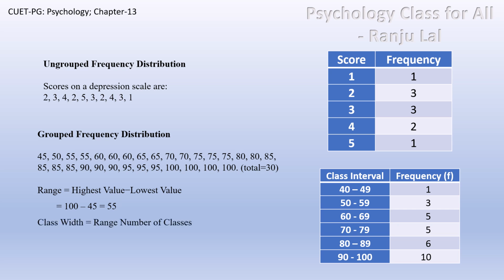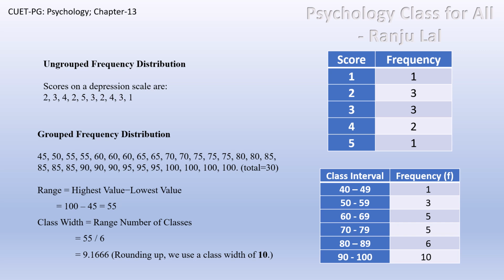Calculate the class width. One thing to keep in mind is that the width should be a whole number and should ensure that all values are included. Now, set class limits. Here, classes should be mutually exclusive, with no overlapping values. And then tally the frequencies. Count the number of values that fall within each interval and record them.